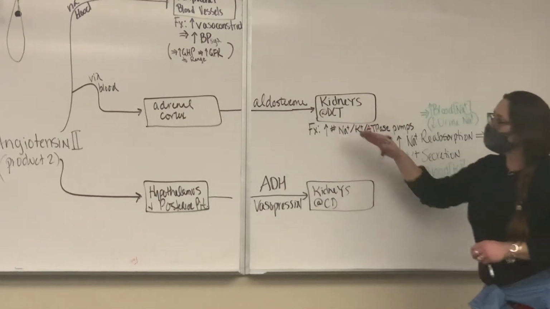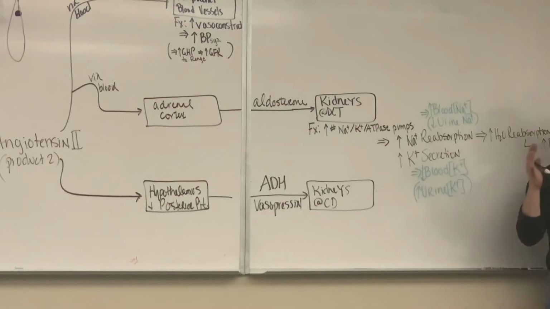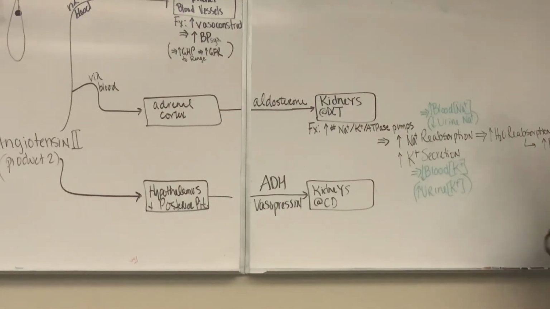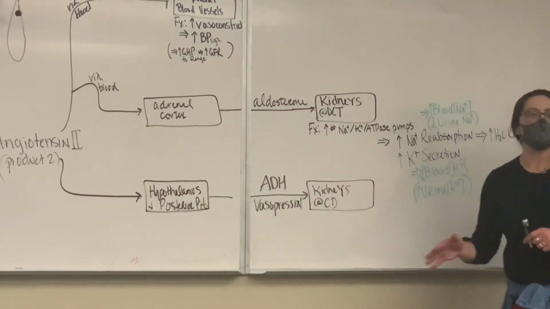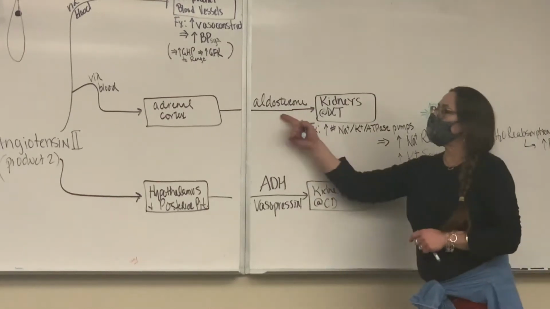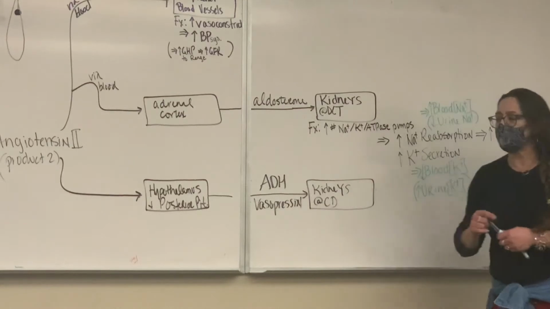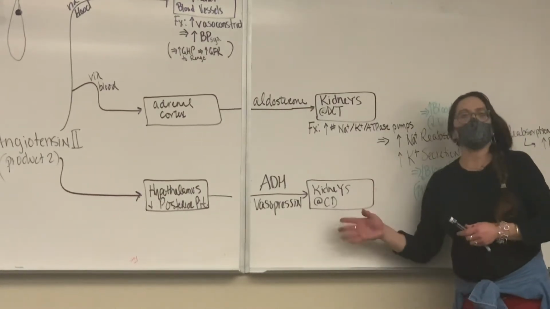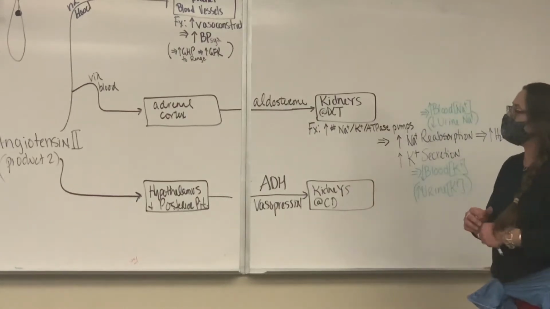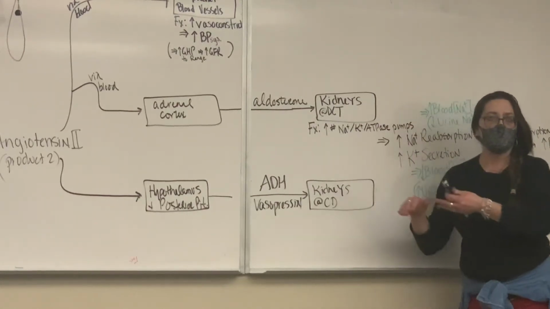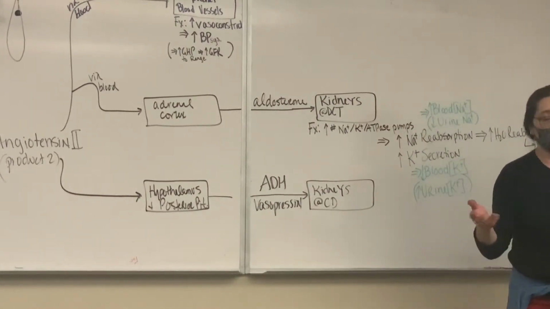Now, I think about the DCT and the collecting duct kind of together because what happens at one will also influence the other area. Although aldosterone works primarily on the DCT, it can affect the collecting duct as well, and vice versa. So I tend to think of these two areas together, and I don't care if you do that either, it's fine.